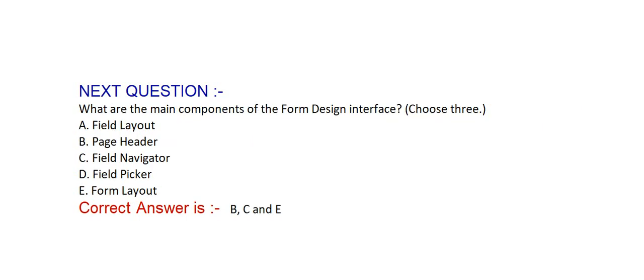Next question is what are the main components of the form design interface? Choose three options. Option A, Field Layout. Option B, Page Header. Option C, Field Navigator. Option D, Field Picker. Option E, Form Layout. Correct answer is option B, C and E. Page Header, Field Navigator and Form Layout.